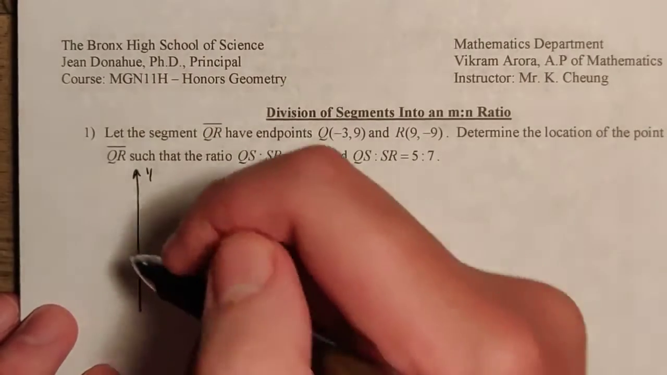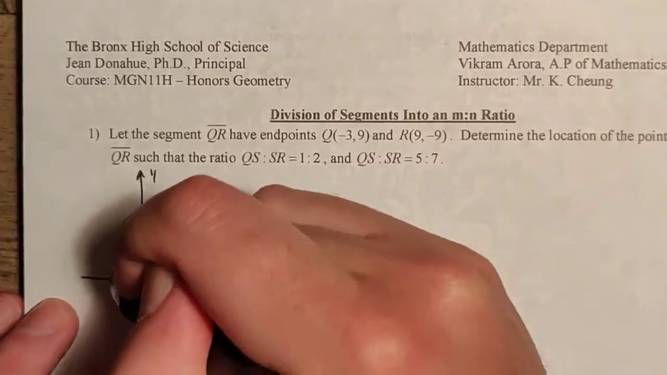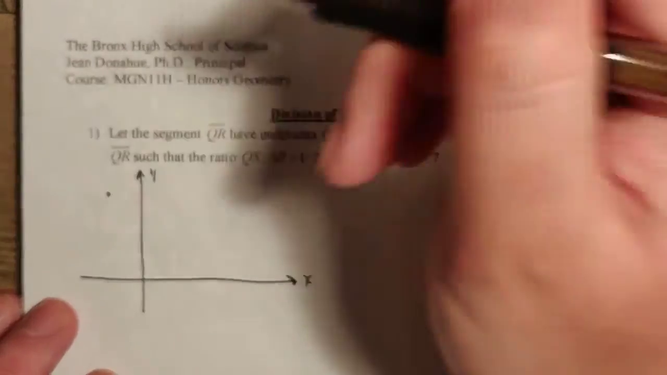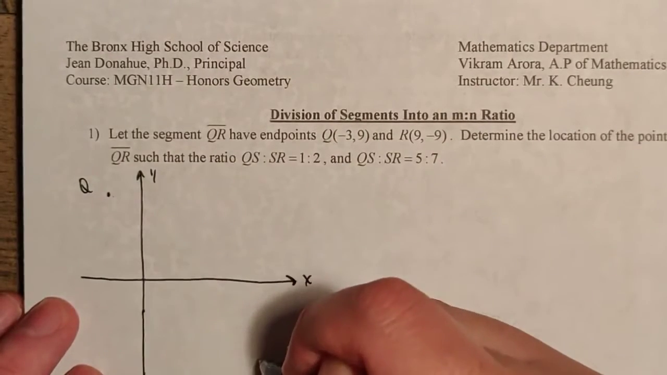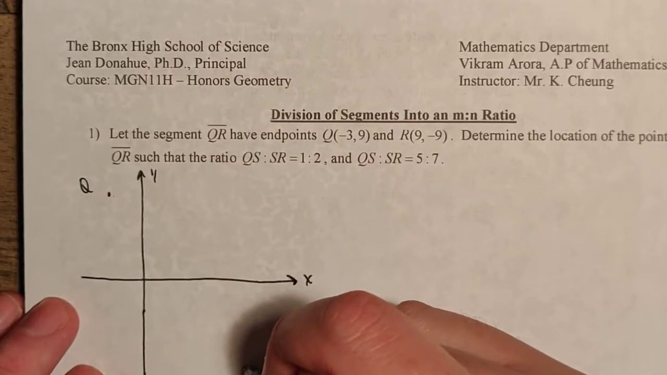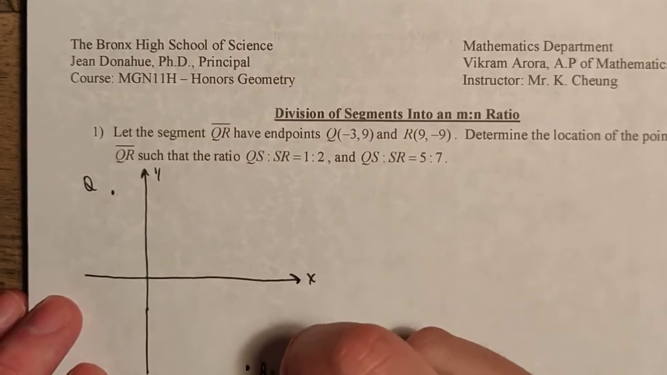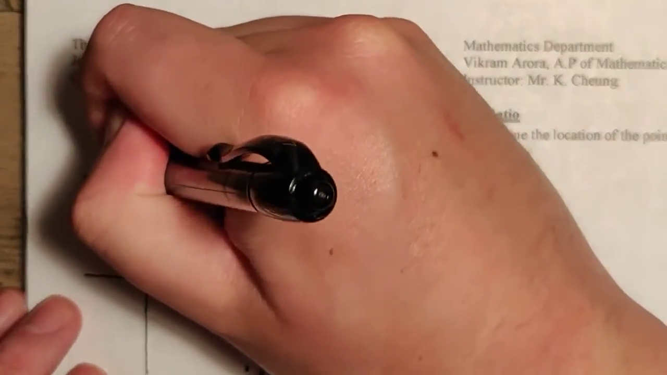So let's have a look. Okay, so it's going to be -3, 9 here. So I'm going to try to sketch this and make it a little bit more accurate. So -3, 9 is going to be somewhere around here. So this is Q, and then, oh boy, -9. So it's going to be something like this here. There. And this is going to be -3, 9.